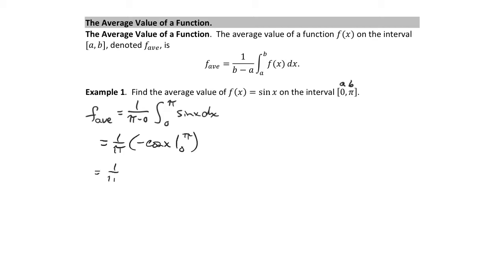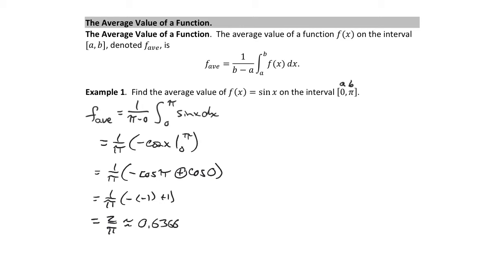And we get 1 over pi, well, negative cosine of pi, minus negative, so it's going to be plus cosine of 0. 1 over pi times the opposite of negative 1, plus 1, so we end up with 2 over pi. That is the average value of the sine function on the interval from 0 to pi. 2 divided by pi is about 0.6366. Now I want to look at a graphical consequence of this.